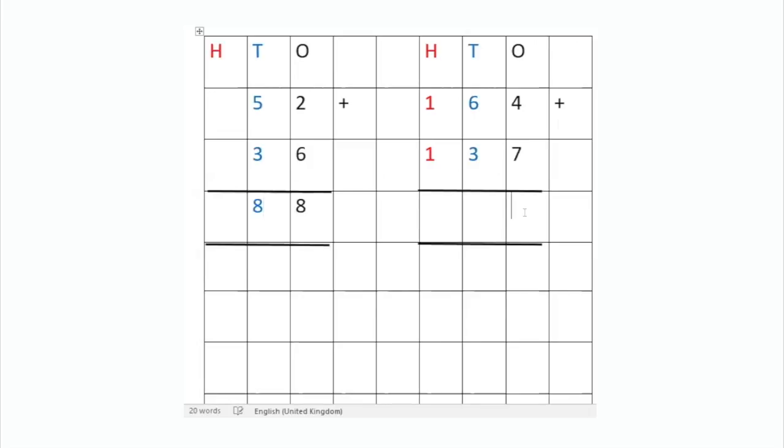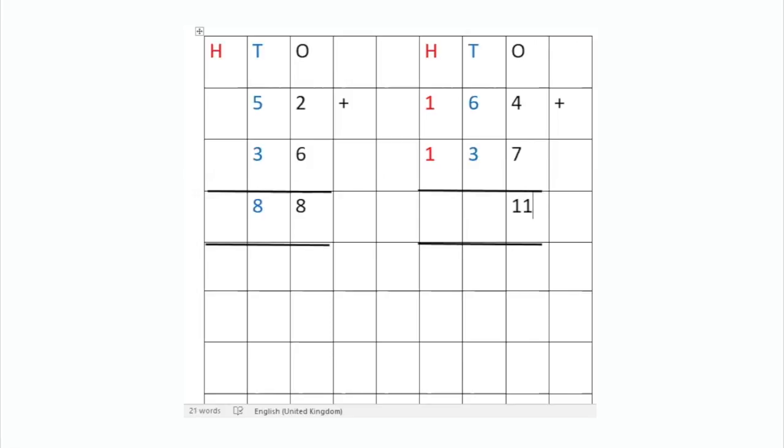So, same as what we would do with the first question, we'd start with the ones, then we go to the tens, and then we go to the hundreds. Okay, so 4 add 7. So I know that 4 add 7 gives me 11.